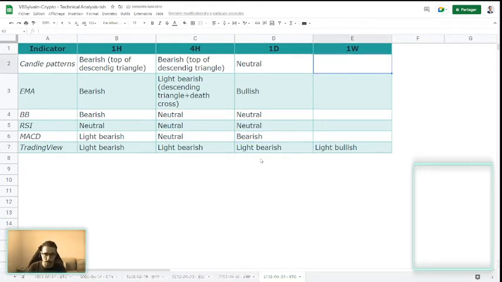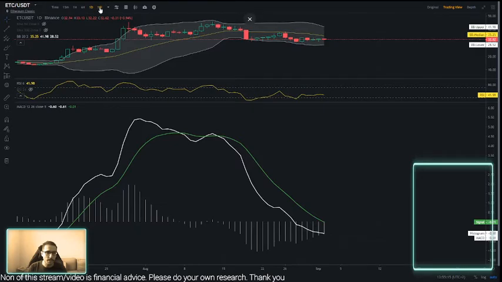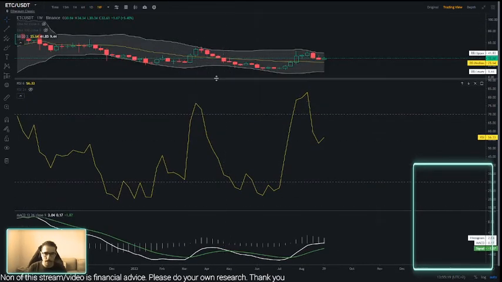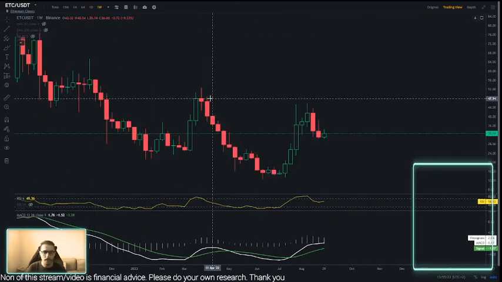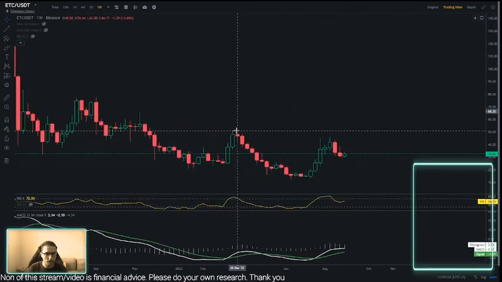Now let's validate just the light bearish on the daily. That is, it has not changed yet. Yes, moving averages changed a little bit, but it was not cool for this one. And let's finish with the weekly analysis. Right, the last but not least, to have the bigger time frame we could have.